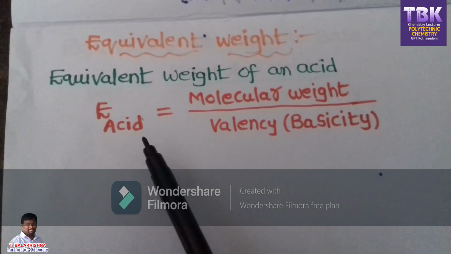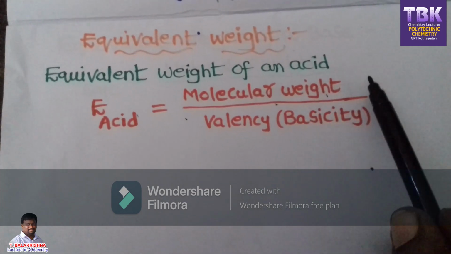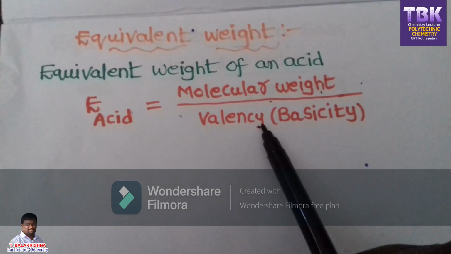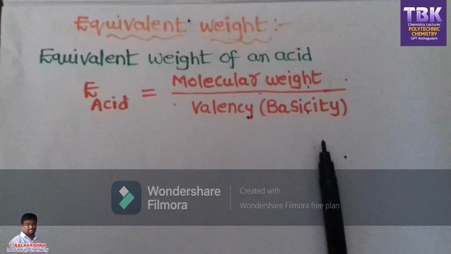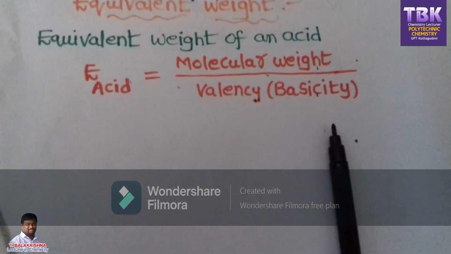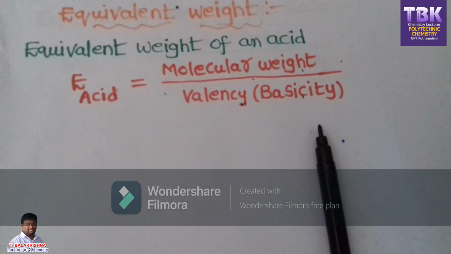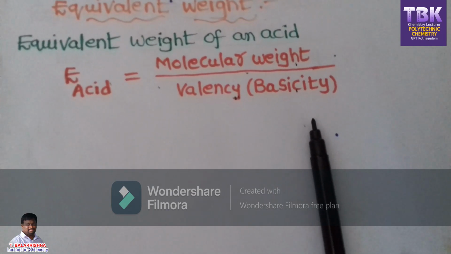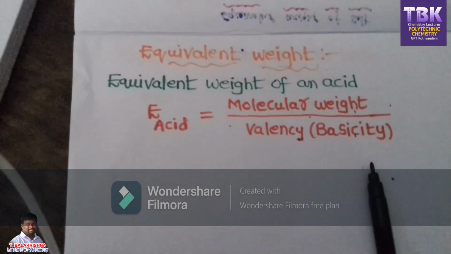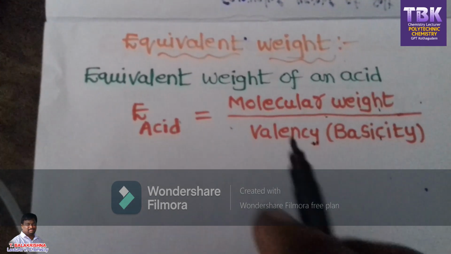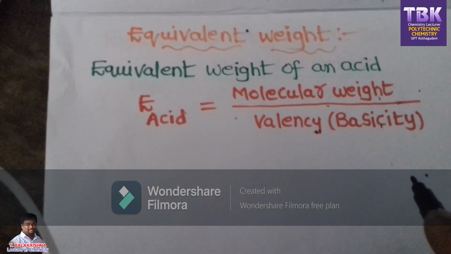The formula is: equivalent weight of an acid is equal to the molecular weight of the acid by valency. Valency is nothing but basicity. Here basicity is the number of displaceable hydrogen atoms present in an acid. So if you want to calculate the equivalent weight of an acid, you use the formula molecular weight by basicity. Basicity means the number of displaceable hydrogen atoms.